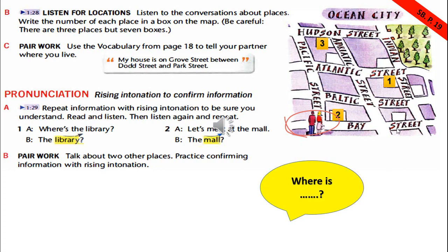Let's listen. Page 19. Pronunciation. Rising intonation to confirm information. Exercise A. Repeat information with rising intonation to be sure you understand. Read and listen. Where's the library? The library? Let's meet at the mall. The mall? Now listen again and repeat in the pauses. Where's the library?